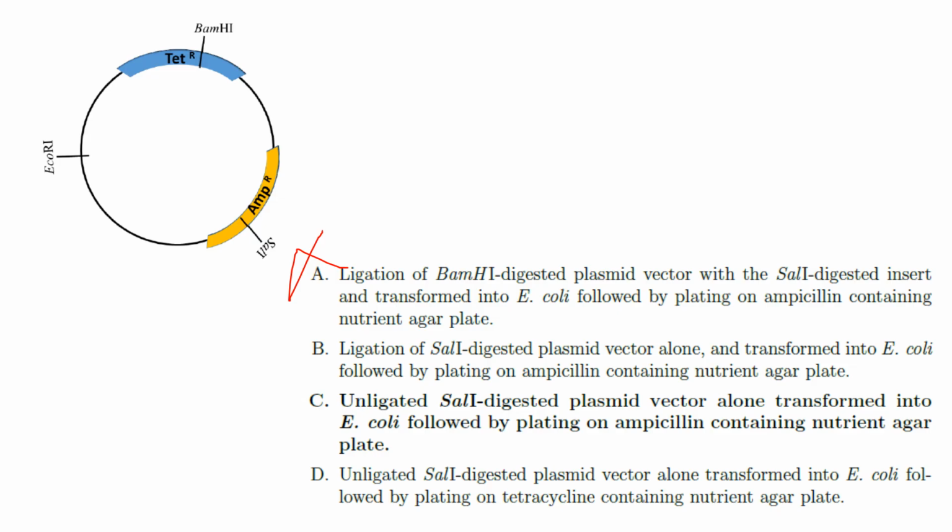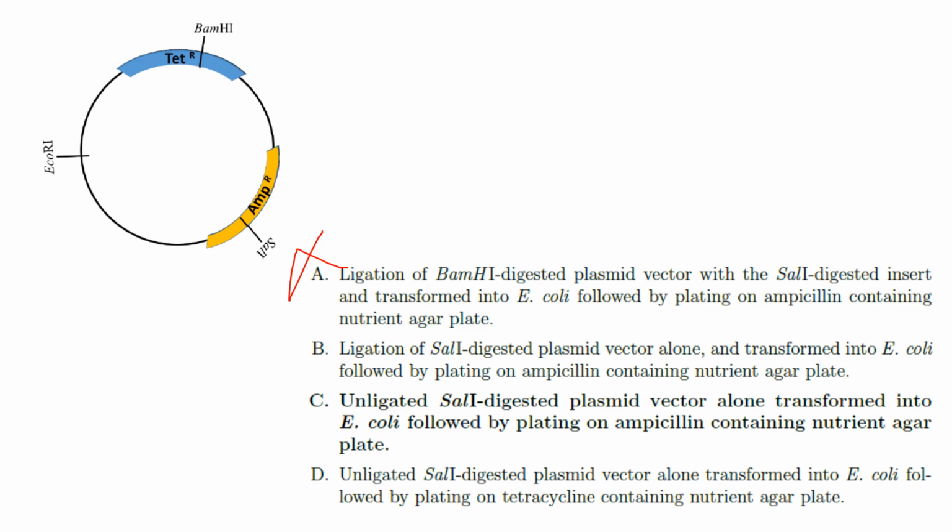Option B: ligation of SAL1 digested plasmid vector alone. So you take the plasmid vector, digest it with SAL1, then you ligate the plasmid vector. What do you get? You will get the same vector. You are not putting any gene of interest. Okay. And transformed into E. coli followed by plating on ampicillin containing nutrient agar plate means naturally they will grow in the ampicillin containing medium, because after SAL1 digestion you are ligating the vector, you will get the ampicillin resistance gene intact. It is not going to be damaged. So it will grow in ampicillin containing nutrient agar plates, and you will not know whether there was any complete digestion of the plasmid. So B is also not correct.